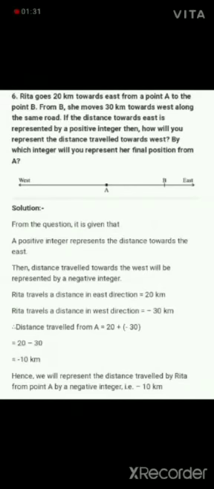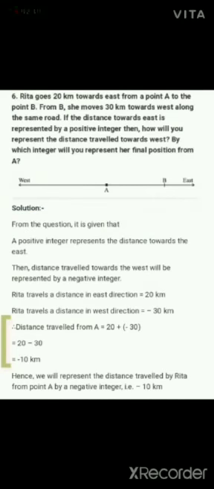Question 6. From the question, it is given that a positive integer represents the distance towards the east. Then distance travelled towards the west will be represented by a negative integer. Rita travels a distance in east direction, that is equal to 20 kilometers. Rita travels a distance in west direction is equal to minus 30 kilometers, because distance towards east is represented by positive integer and distance towards west is represented by negative integer.